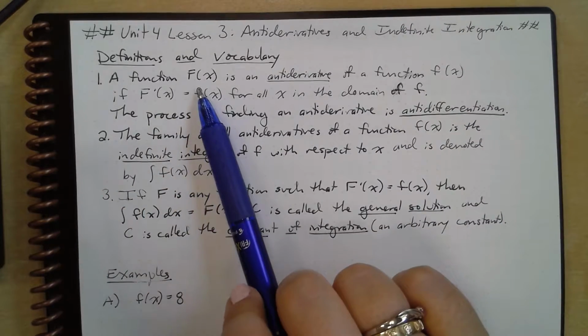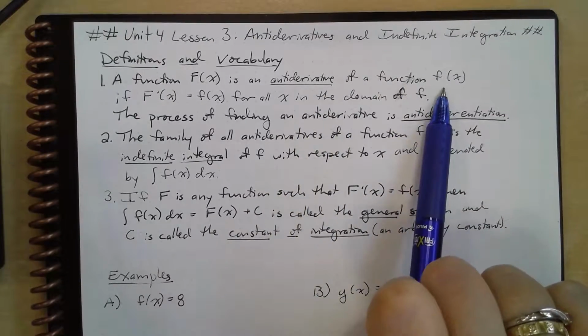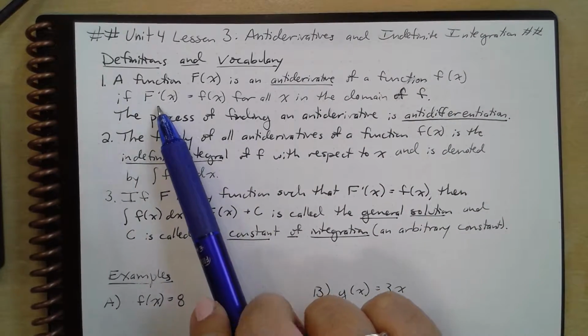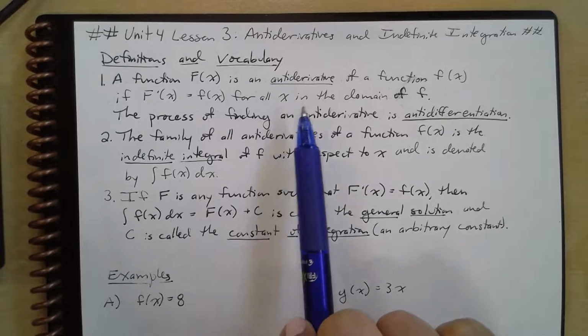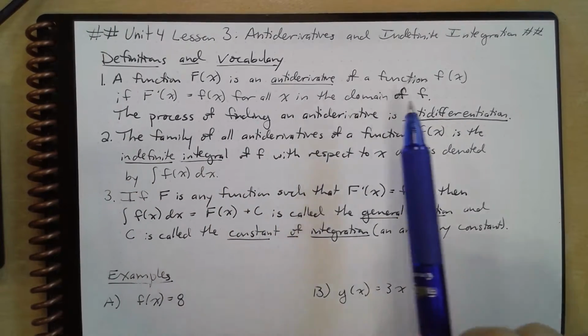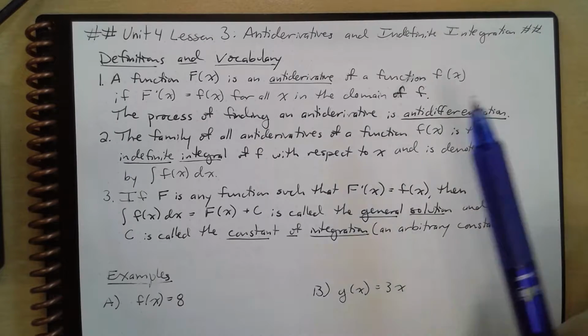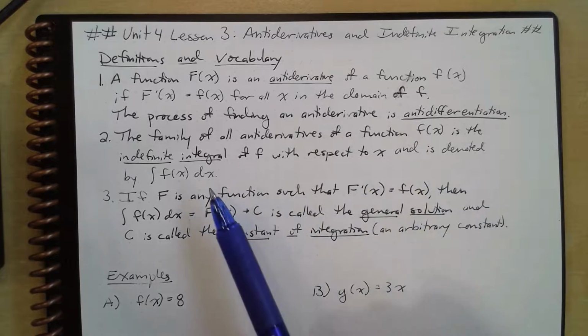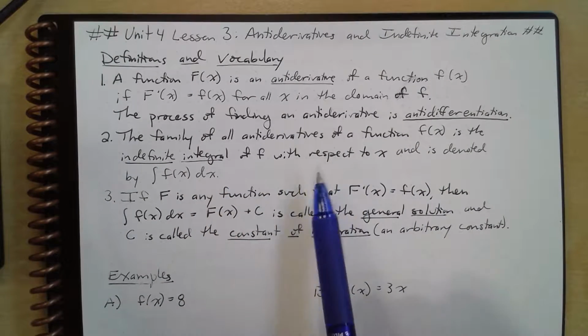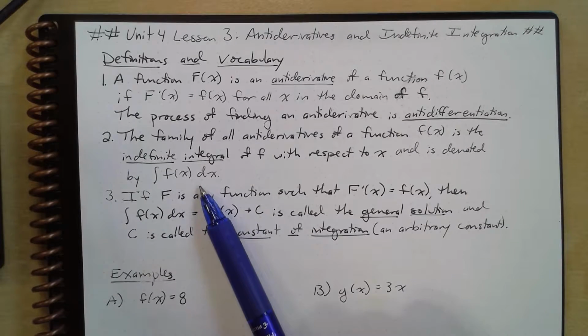A function capital F of x is an antiderivative of a function f of x if capital F prime of x is equal to f of x for all x in the domain of f. The process of finding an antiderivative is antidifferentiation, which is basically the exact same thing as integration. And a family of antiderivatives is the indefinite integral of f with respect to x, and it's denoted by the integral of f of x dx.